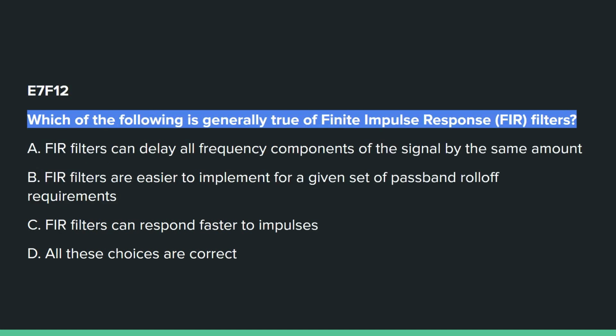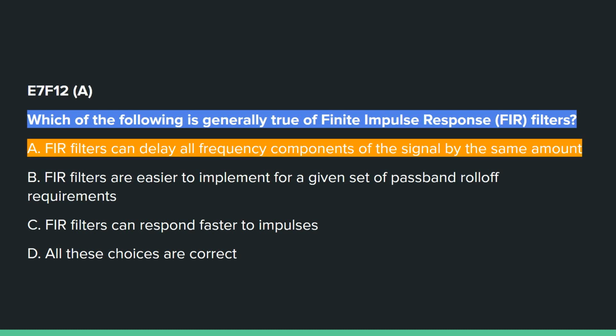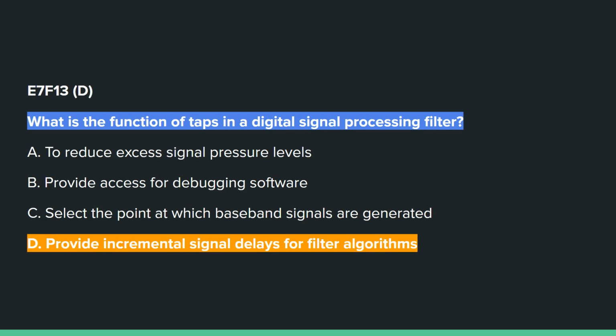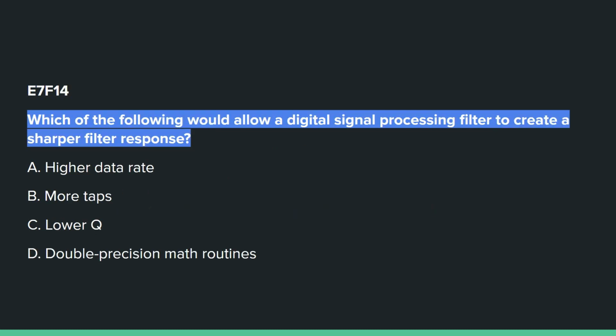E7F12, which of the following is generally true of finite impulse response filters? FIR filters can delay all frequency components of the signal by the same amount. E7F13, what is the function of taps in a digital signal processing filter? D, to provide incremental signal delays for filter algorithms.